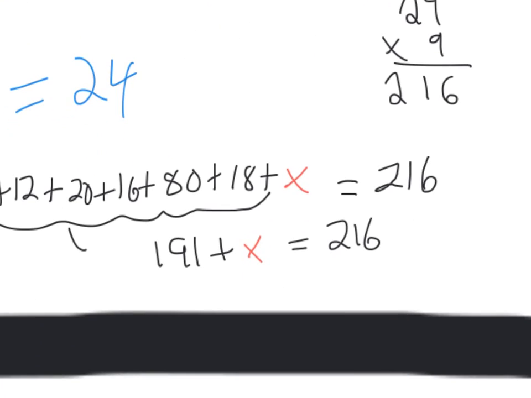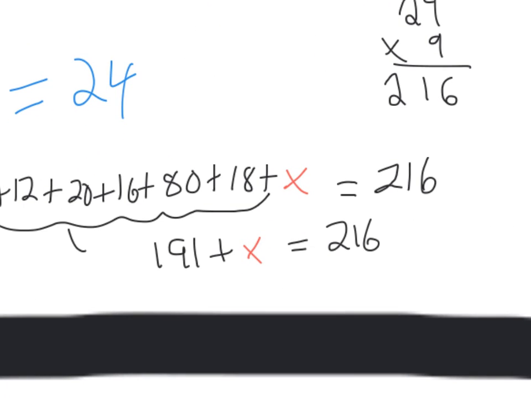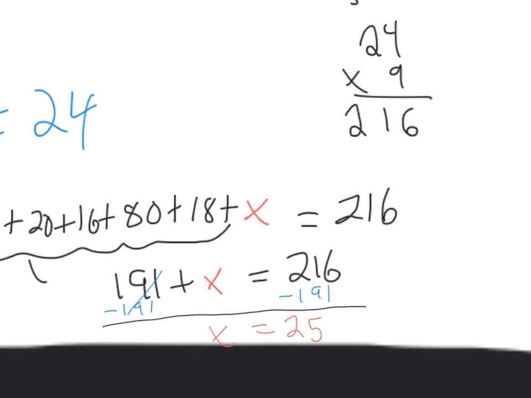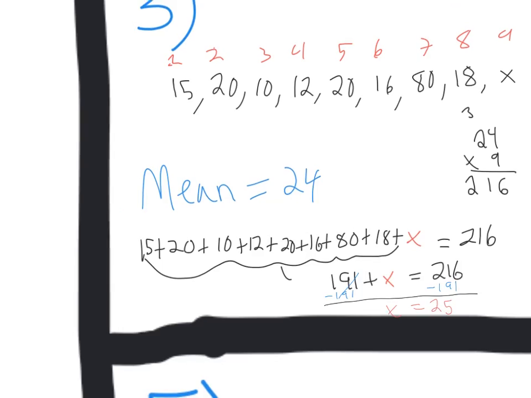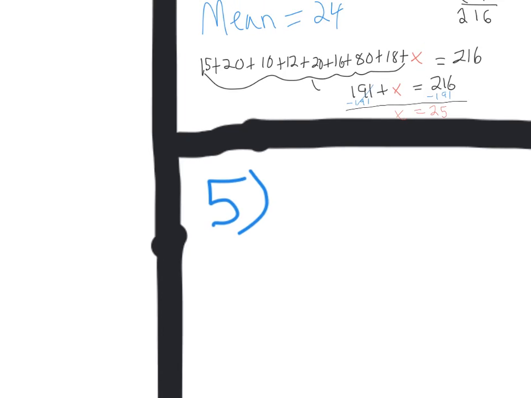And if we go back to solving equations, we remember that we can subtract from both sides to get my variable all alone. And that would leave us with x equals $25. So she would have had to have made $25 on that 9th babysitting trip in order to have an average of 24. Alright, let's jump down to the last problem, number 4.